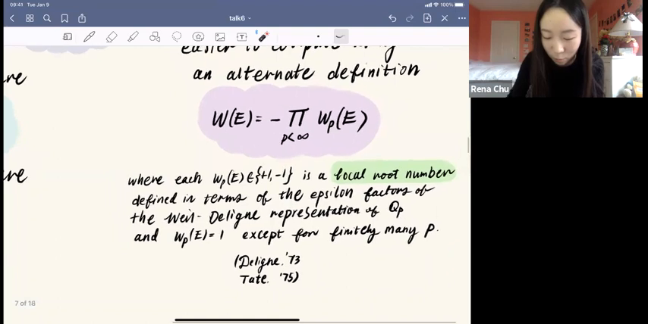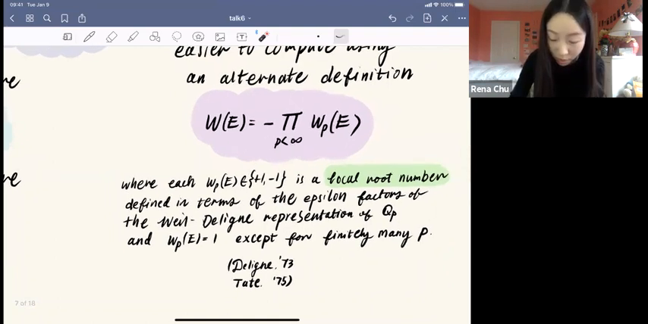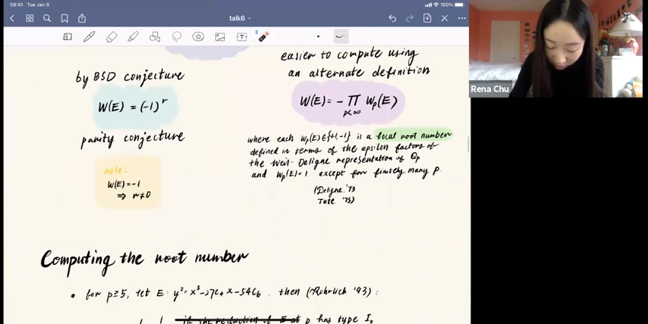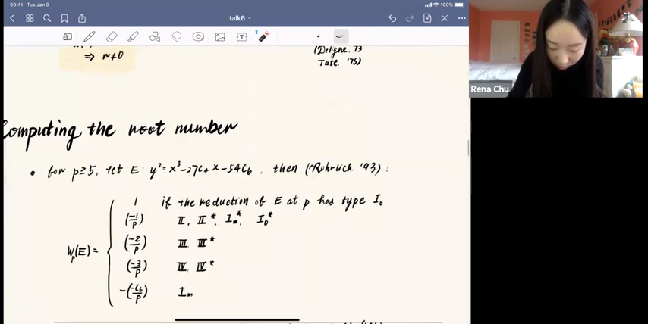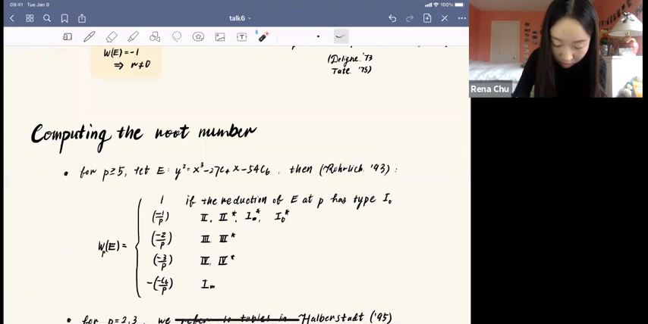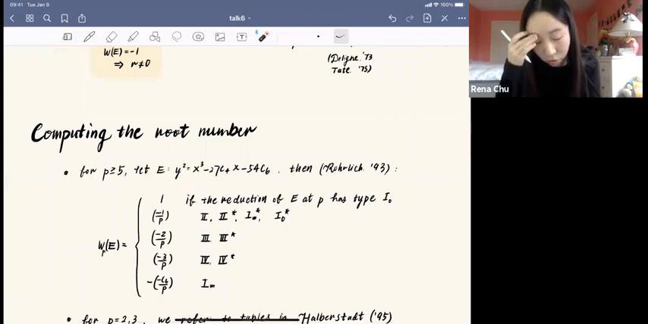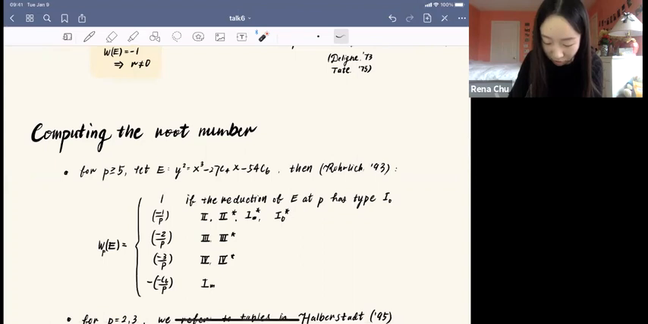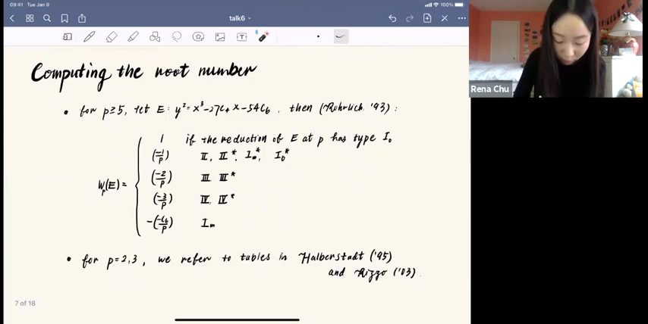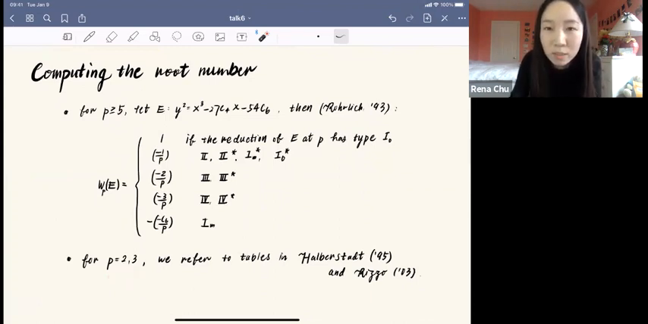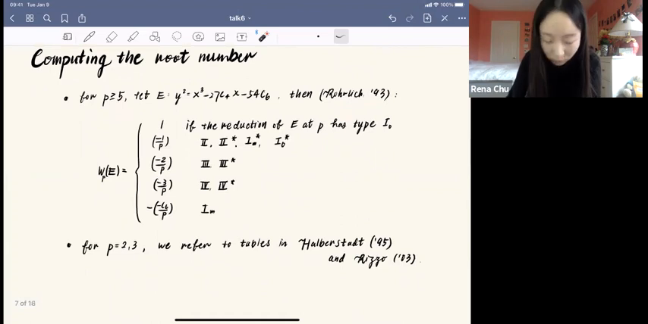Now, the reason that we want to use this definition is because we have this particularly nice formula for the W_p in terms of these Legendre symbols, and these depend on the Kodaira types mentioned earlier. This is a very nice result from Rohrlich '93. Note that this is for primes greater than or equal to 5. Now for primes equal to 2 and 3, we refer to tables in Halberstadt and Rizzo.